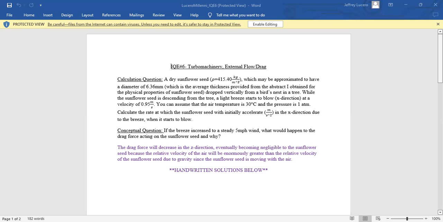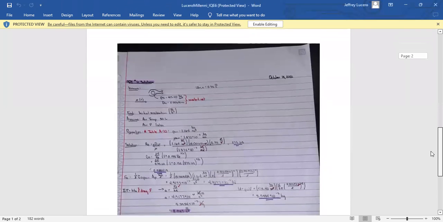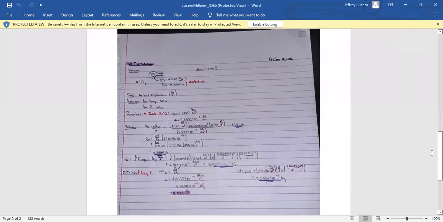For my solutions to the calculation question, we know that the air in the x direction is going around the seed. The middle part of the seed is more spherical. So the density of the dry sunflower seed is 415.4 kilograms per meter cubed, and the diameter of the sunflower seed is 0.00636 meters with the conversion.